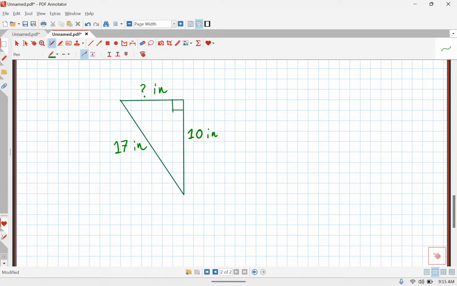100. Beautiful. Let's write that down. So I know that this square plus this square is going to equal that square. What can I do with this number and this number to find out what that one is?